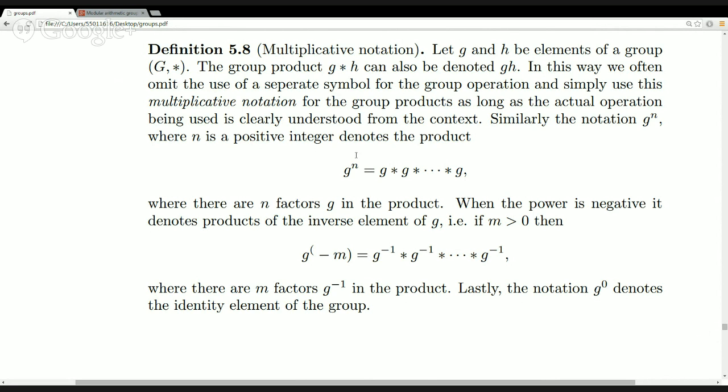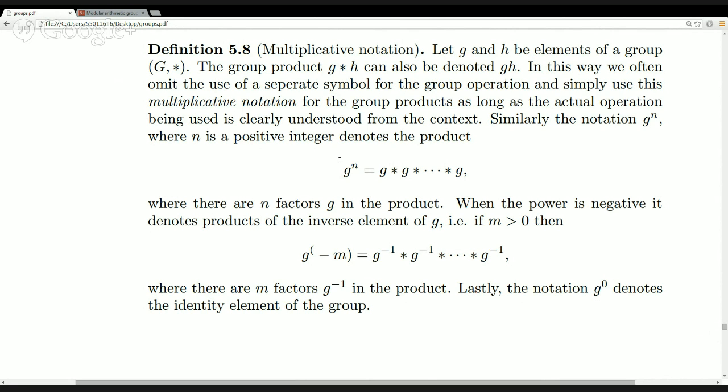So in the same way then, you can make use of exponents. So I can talk about the group element g to the power of n. And what that means is g times g, or g star g, just n g's multiplied together using the binary operation. Now the typesetting went a bit wonky here. In a similar way, you can talk about negative exponents.